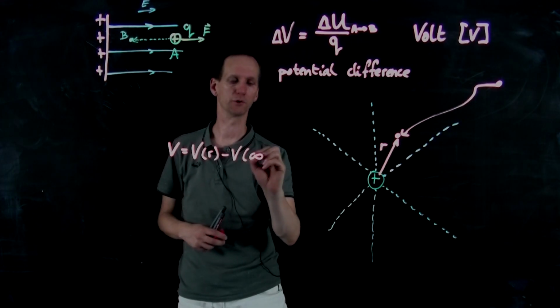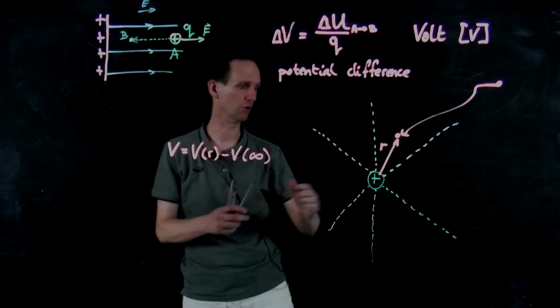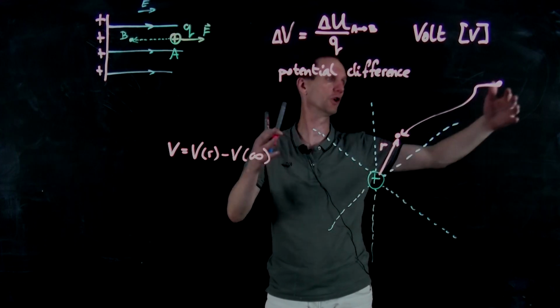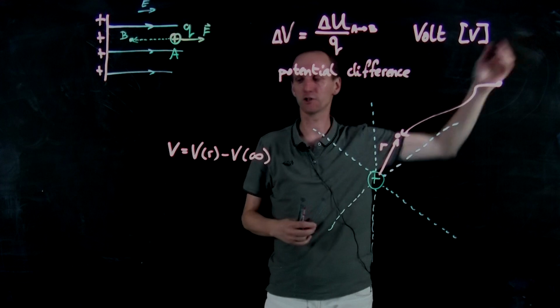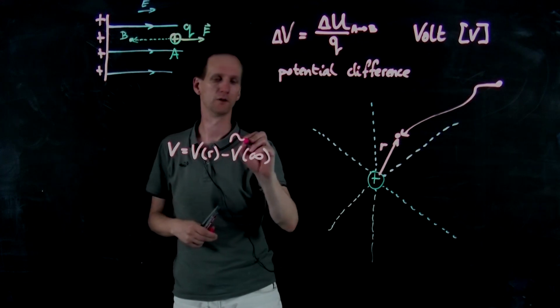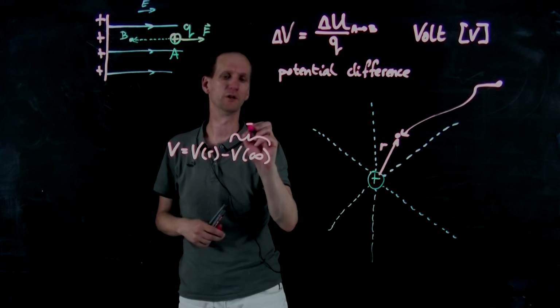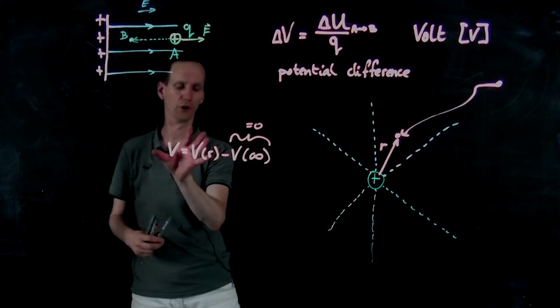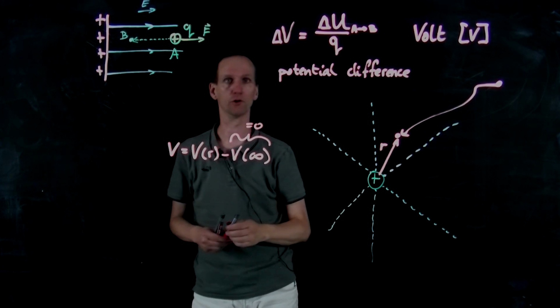We call this the potential at infinity. So for this spherical charge, the field will fall away. When we are extremely far away, it falls away quadratically. This term will be 0. And this is what we call the potential of a particle.